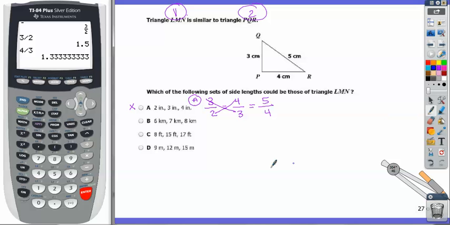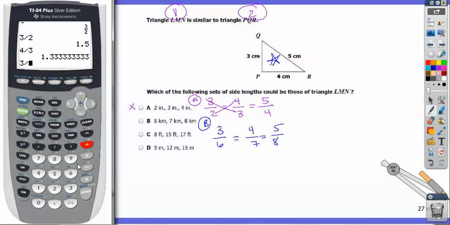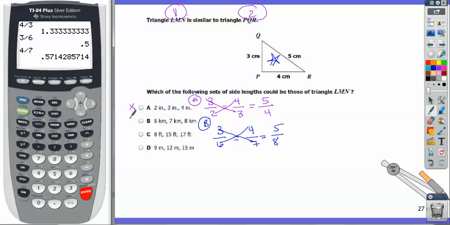I'm going to change colors so we can see the different answer choices. Let's look at B. I have 3, 4, 5. By the way, where's that 3, 4, 5 coming from? Up here. It's what's given in the problem. And I'm going to do 6, 7, and 8. So 3 over 6 is a half. 4 over 7? Uh-oh, it's not a half. So I know it's not B.